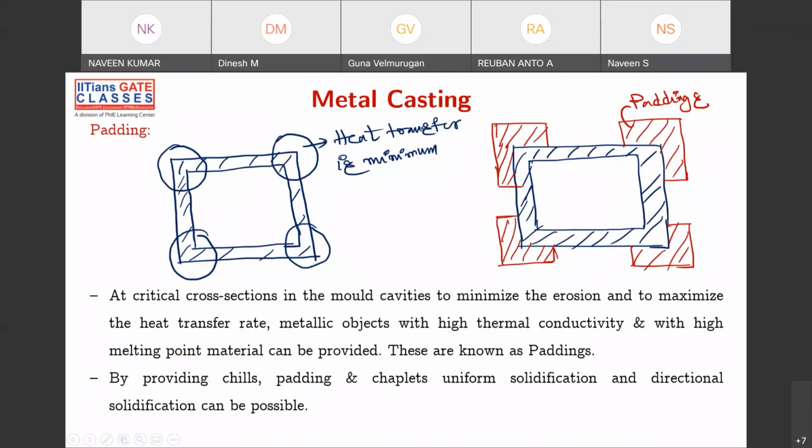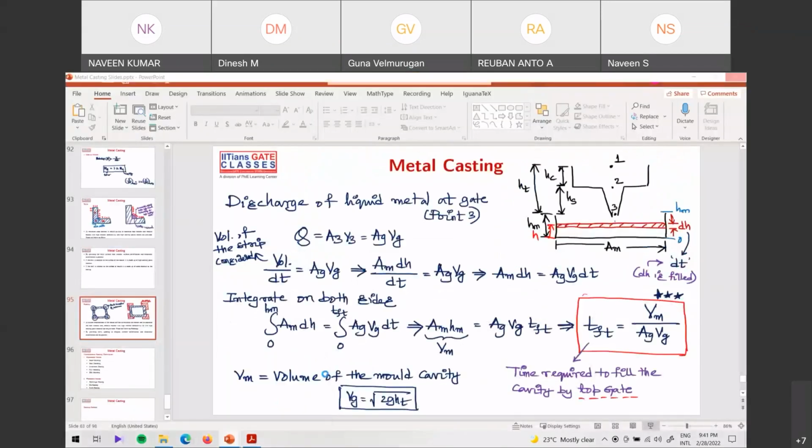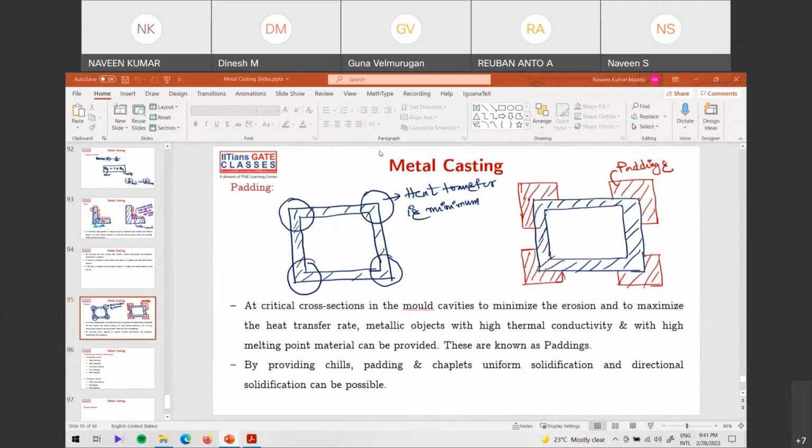What happened? One minute, I'm just changing the slides. Okay. The problem is with some PDF.